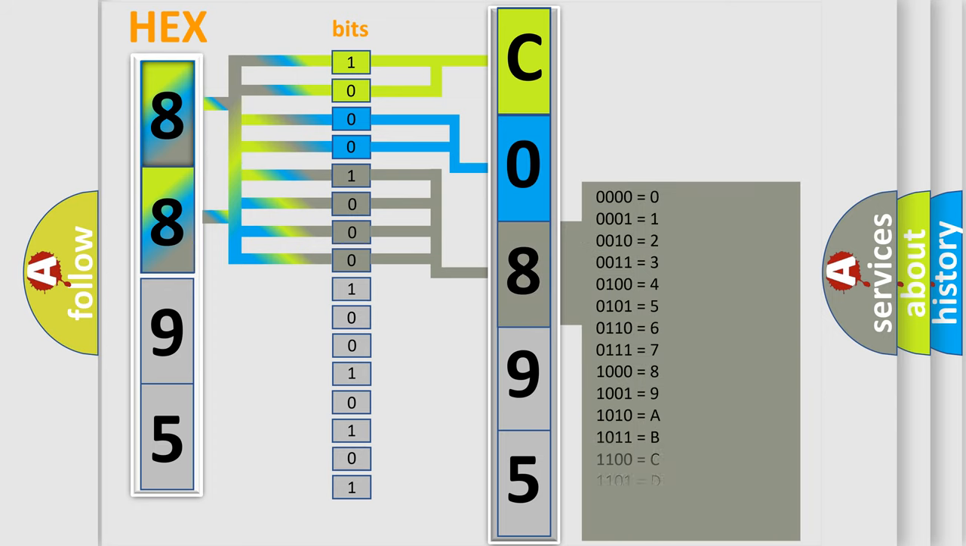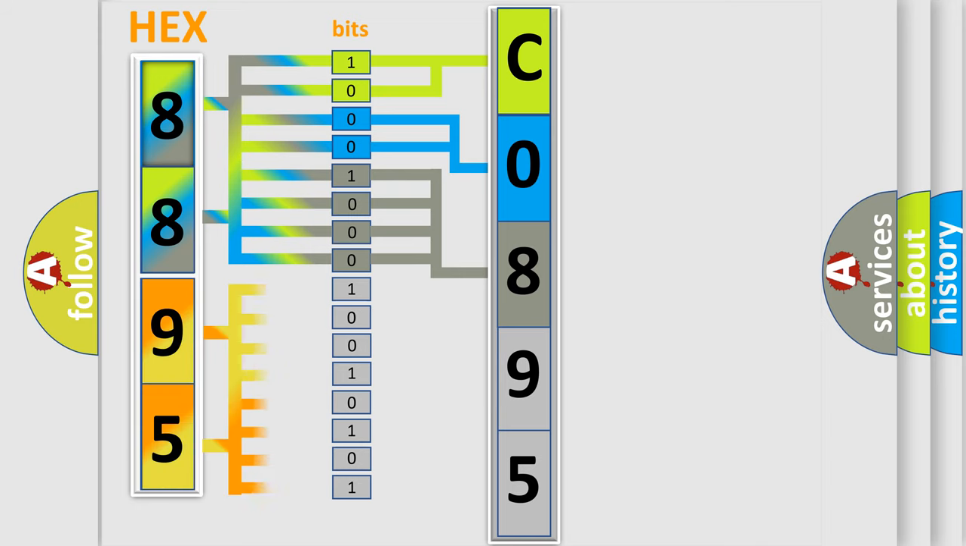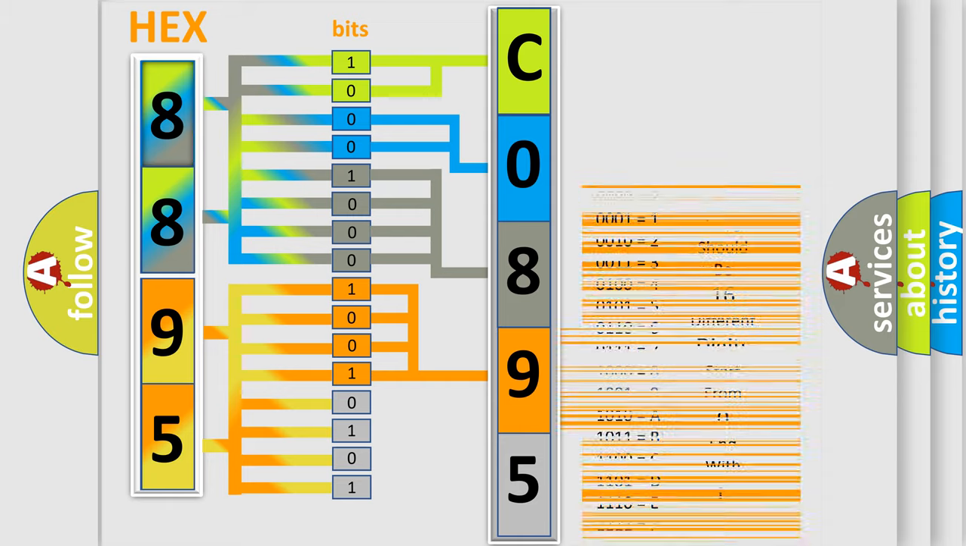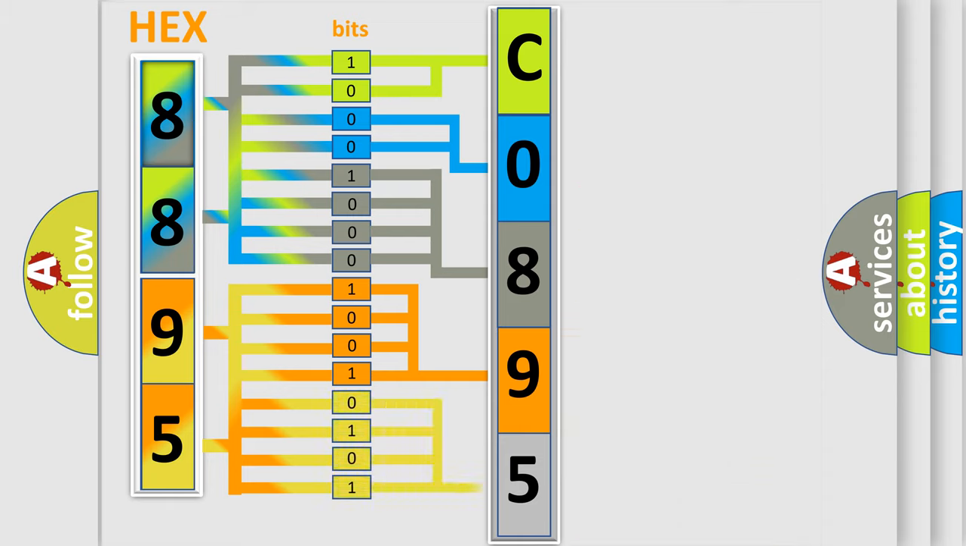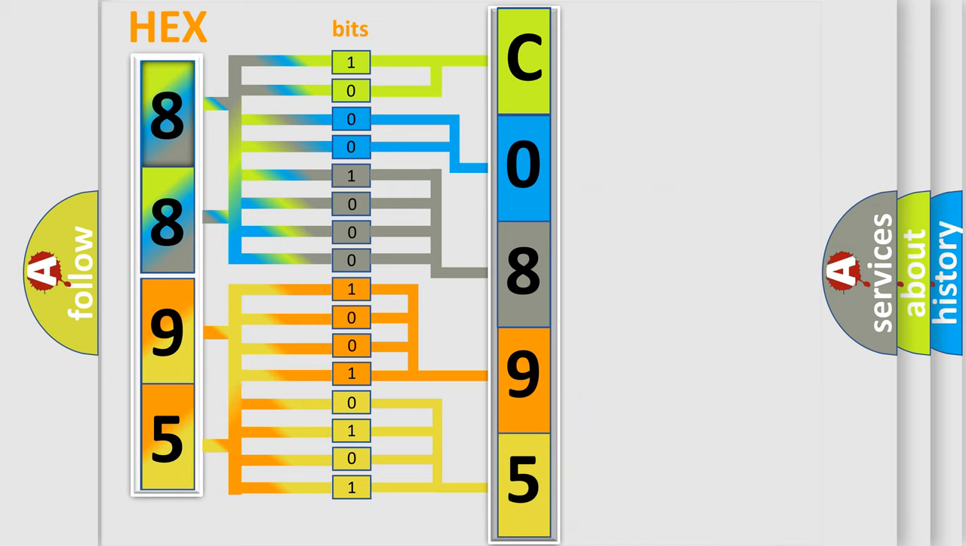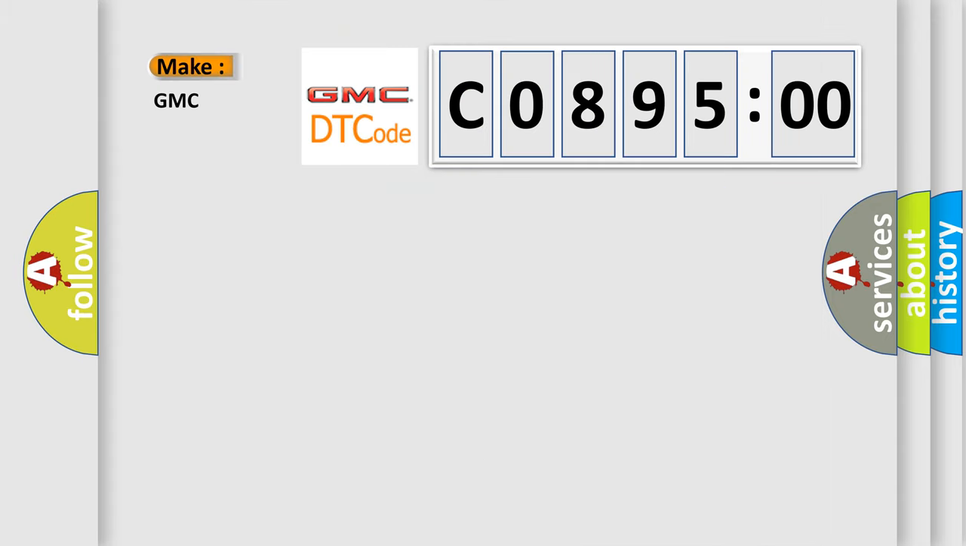The last bits of the first byte define the third character of the code. The second byte is composed of a combination of 8 bits. The first 4 bits determine the fourth character of the code, and the combination of the last 4 bits defines the fifth character. A single byte conceals 256 possible combinations. We now know in what way the diagnostic tool translates the received information into a more comprehensible format. The number itself does not make sense to us if we cannot assign information to what it actually expresses. So, what does the Diagnostic Trouble Code C0895-00 interpret specifically for GMC car manufacturers?